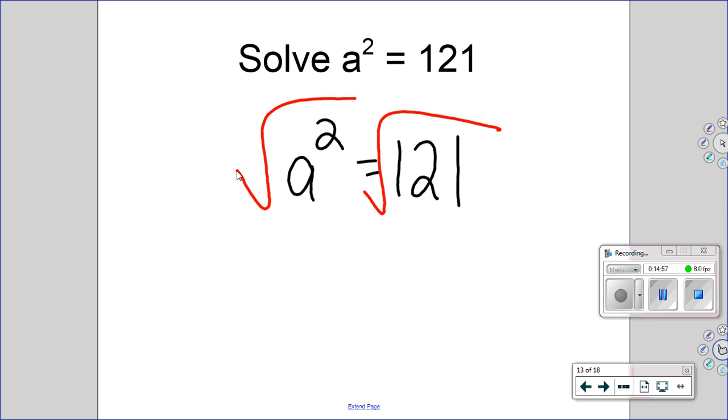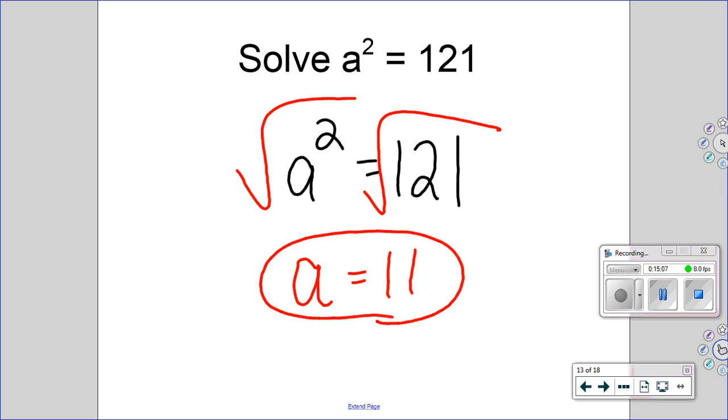So I see a squared here. Well, a squared is just a times a. So a equals 11. That's why we need this operation, because when we solve equations, we need to keep them balanced. If I want to get rid of something squared, I can take the square root of both sides and my equation is still balanced.